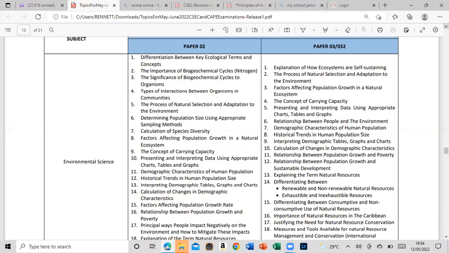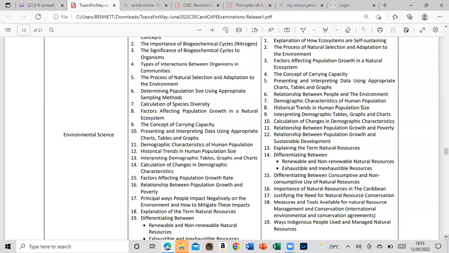between population growth and sustainable development. 13, explaining the term natural resources, differentiate between renewable and non-renewable natural resources, exhaustible and inexhaustible resources. And 15, differentiating between consumptive and non-consumptive use of natural resources. All right, importance of natural resources in the Caribbean, justifying the need of natural resources conservation. 18, measures and tools available in natural resource management and conservation, international environmental and conservation agreements.